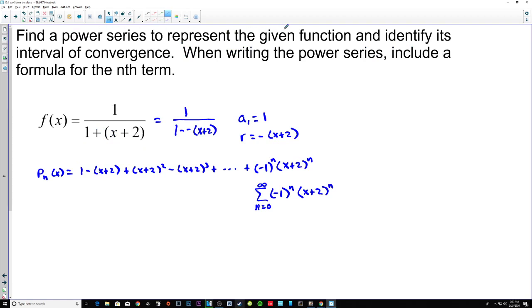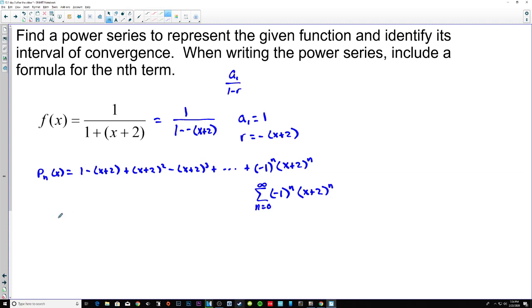Find a power series to represent the given function and identify its interval of convergence. When writing the power series, include a formula for the nth term. So this looks a lot like the formula for the geometric series. And we need 1 minus, though. The formula for the geometric series is a sub 1 over 1 minus r. Well, we have 1 over 1 plus. We can write that as a minus a negative. So a sub 1 is 1, r is negative x plus 2. So here's the power series, and here's the nth term, and here it is written out in sigma notation.